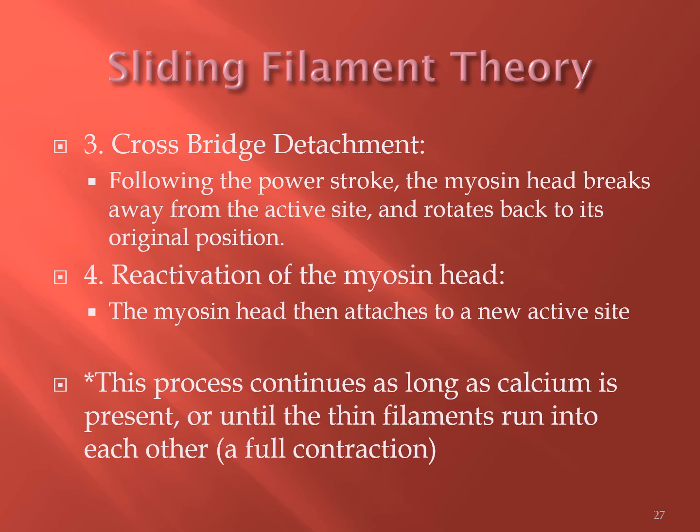And lastly, we have reactivation of the myosin head, and basically this would allow the myosin head to attach to a new active site. This reactivation process requires an energy input of ATP. If we have ATP available, muscle contraction can occur, and this whole process will continue to occur automatically as long as calcium is present, or until the thin filaments run into each other. That's when we have a full contraction, when there's nowhere else for those fibers to go. They're butting up next to each other.